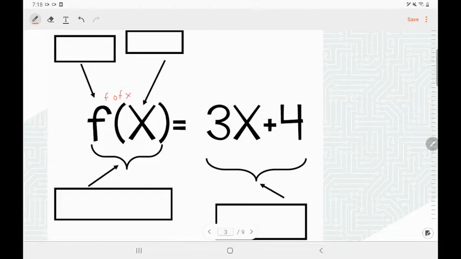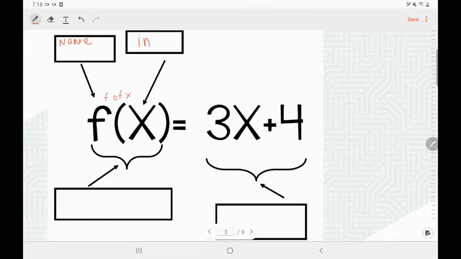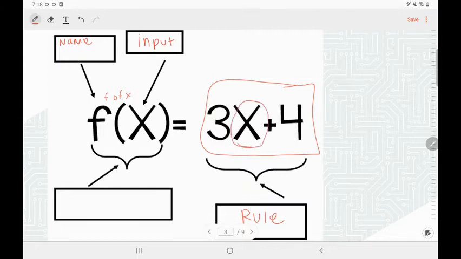Remember what each of those letters represents. The f represents the name of my function. The x represents my input. This part over here, 3x plus 4, represents my rule. So in this case, what my rule is saying is take your input x, times it by 3, and then add 4. So if I take my rule and my input, this entire thing, f of x, results in my output.